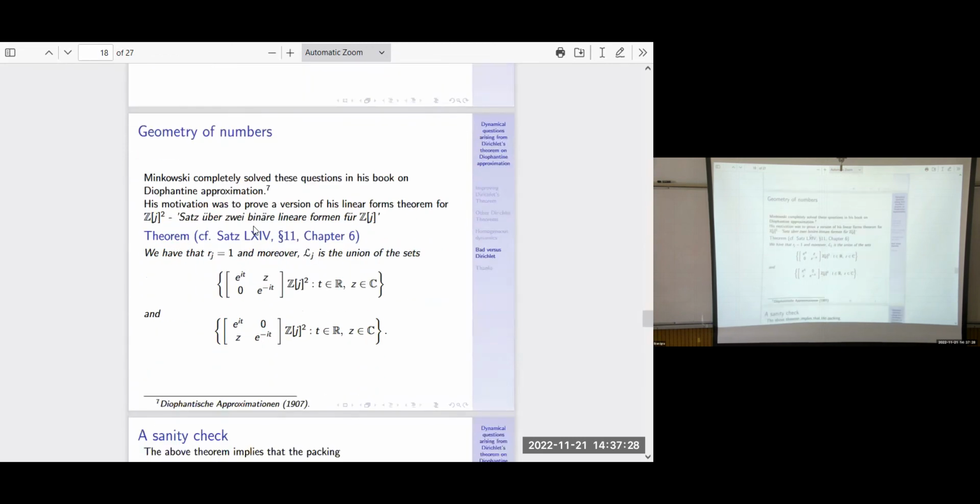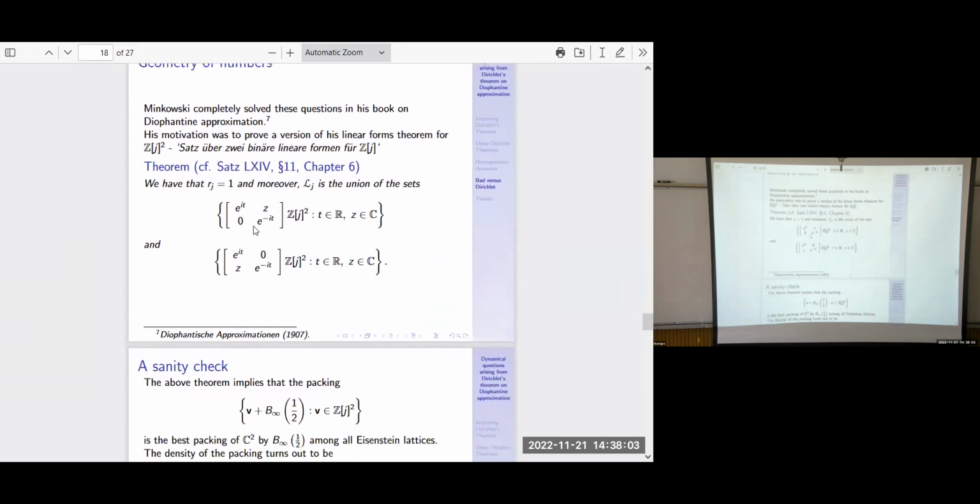There's an obscure theorem of Minkowski where he completely solves this problem. His motivation was not packing, but to give an analogous linear forms theorem, as he calls it, for the Eisenstein integers. Again, you need to do some change of variables, but this is what the critical locus is. And it's in his book, Diophantine Approximation.